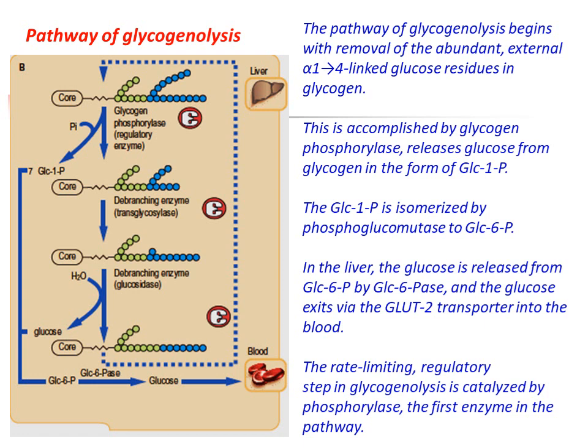Pathway of glycogenolysis. The pathway of glycogenolysis begins with removal of abundant external alpha-1,4 linked glucose residues in glycogen. This is accomplished by glycogen phosphorylase, which releases glucose from glycogen in the form of glucose 1-phosphate. The glucose 1-phosphate is isomerized by phosphoglucomutase to glucose 6-phosphate. In the liver, the glucose is released from glucose 6-phosphate by glucose 6-phosphatase enzyme, and the glucose exits via GLUT2 transporter into the blood. The rate-limiting regulatory step in glycogenolysis is catalyzed by phosphorylase, the first enzyme in the pathway.